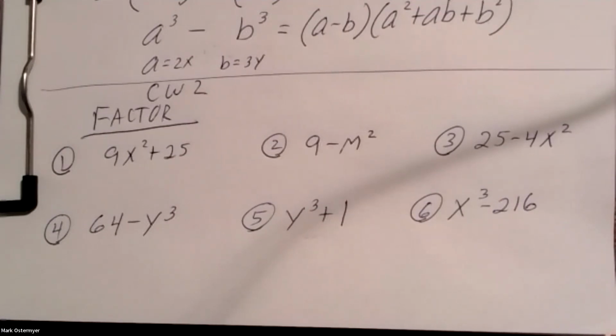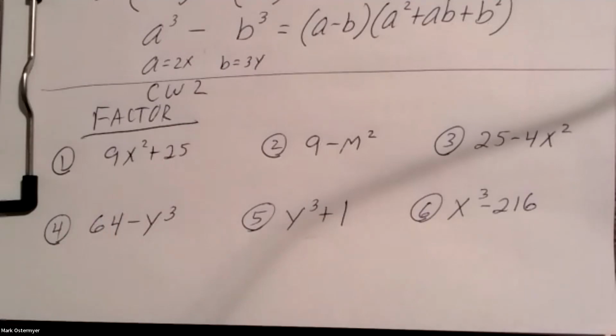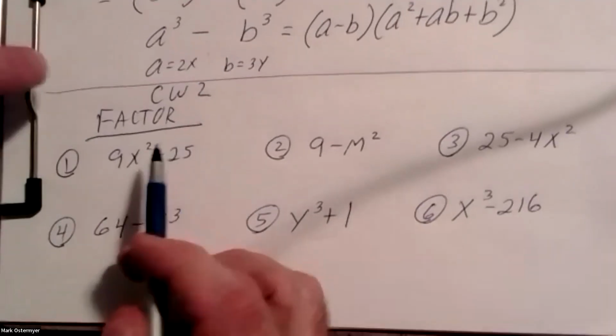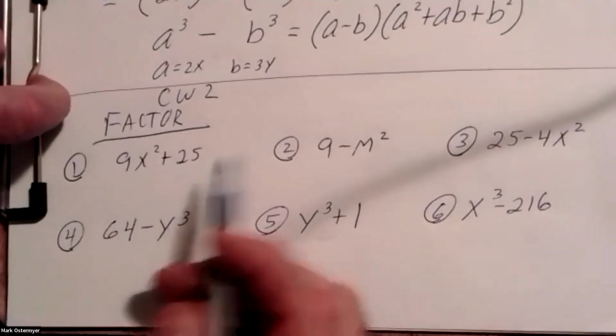Well, anybody get the first one factored? I got 3x plus 5, 3x minus 5. All right, for the first one. Now this is the, what is it? The sum or difference of squares? The sum of squares.